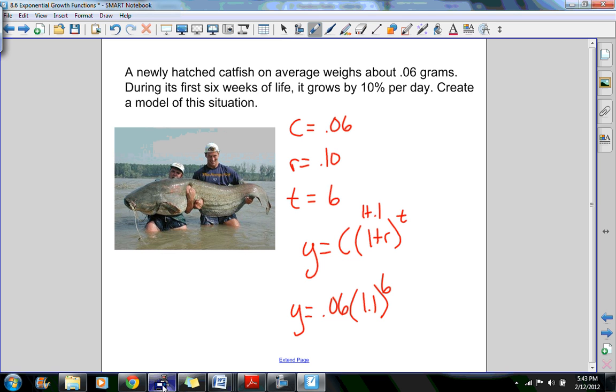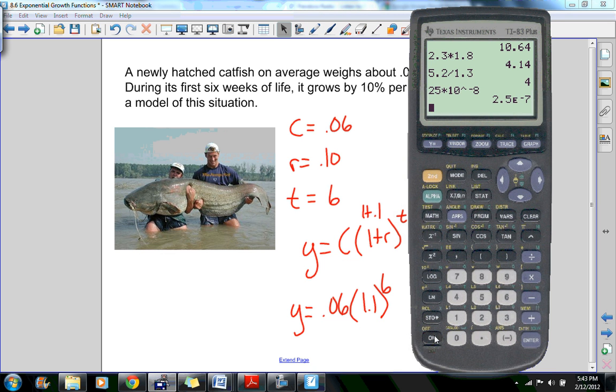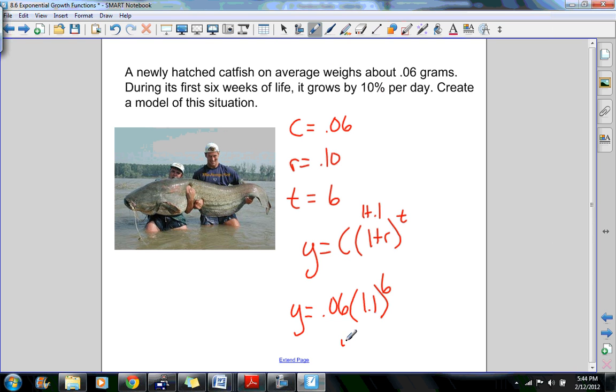And now all I do is I take my calculator, and I go 0.06 times, well, I should probably put that in parentheses, times 1.1 raised to the 6th. And I get 0.11. y equals, and I have to put a label on this, and I was looking for weight, so it's 0.11 grams. And that's it. That's the whole problem.